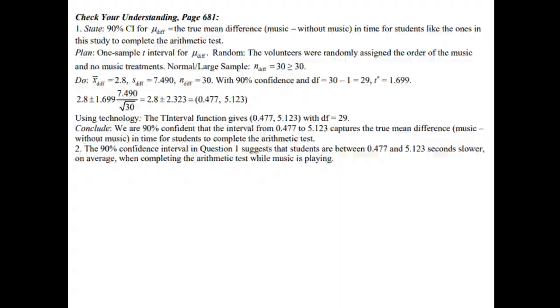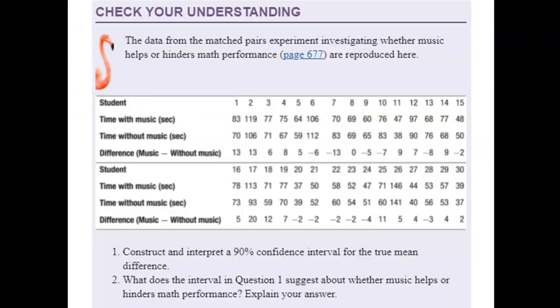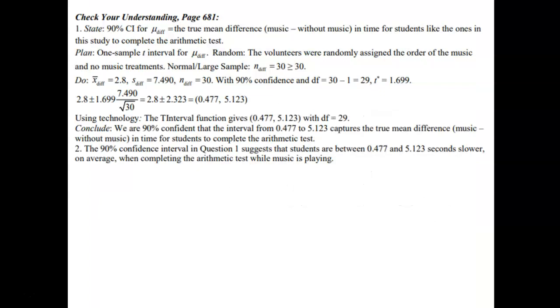Now the follow-up question asked what the interval suggests about whether music helps or hinders. So that interval is all on the positive side of 0, right? So that indicates taking the test with music would take longer according to this interval. So having music seems to slow them down according to this interval on average.